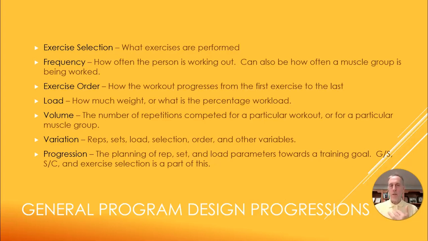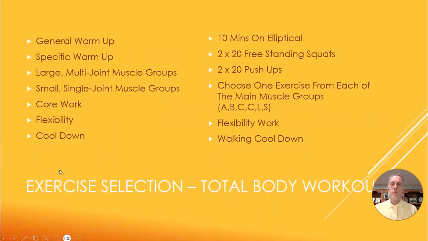Load, that's how much weight or what percentage, they're kind of synonymous. The volume is a number of repetitions completed for a particular workout or a particular muscle group. The variation, and that can be reps, sets, loads, exercise selection, the order of exercises or other variables that you so choose to introduce. And progression is the planning of rep and set and load parameters towards a training goal. Usually it's seen as general to specific, simple to complex, GS, SC. And exercise selection is a part of this.